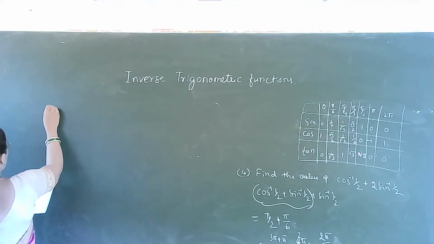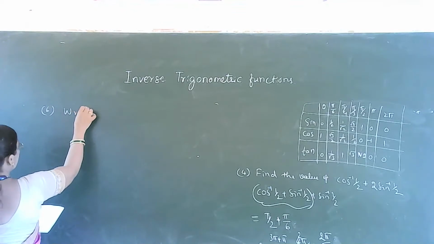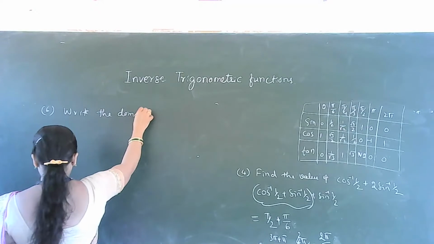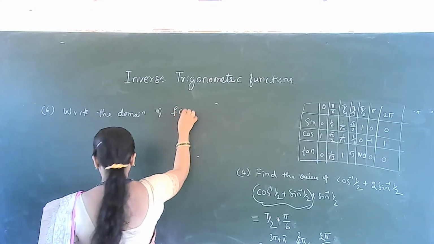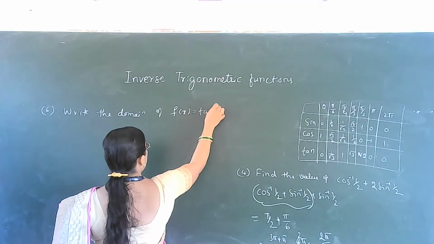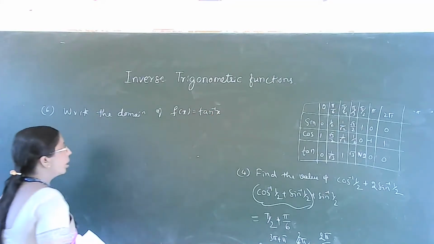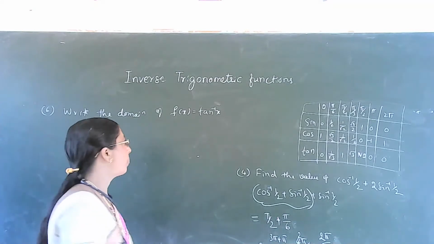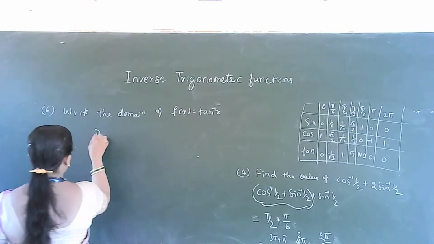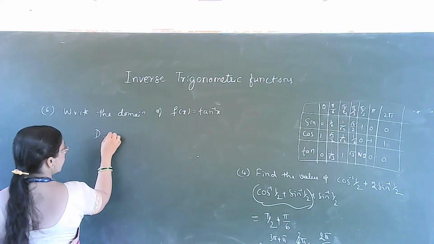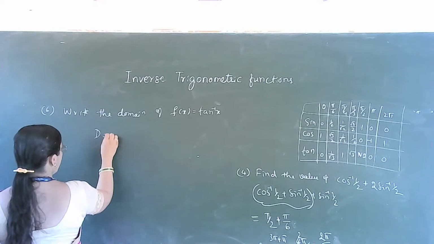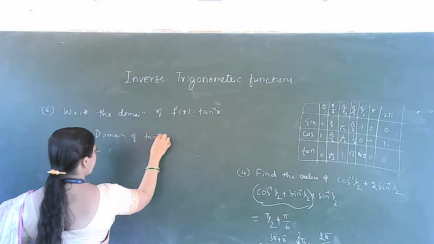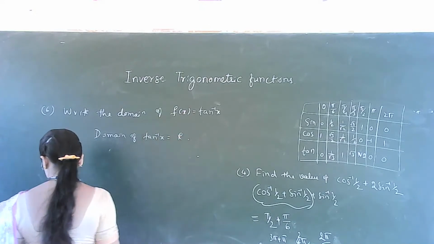Like 6-1, write the domain of f of x is equal to tan inverse x. They ask only the domain of the function. Therefore, the domain of the function tan inverse x is equal to R.